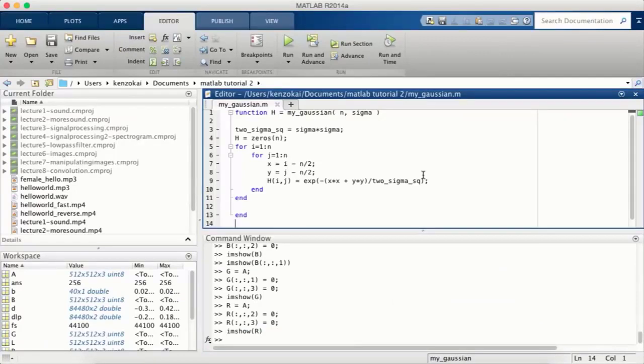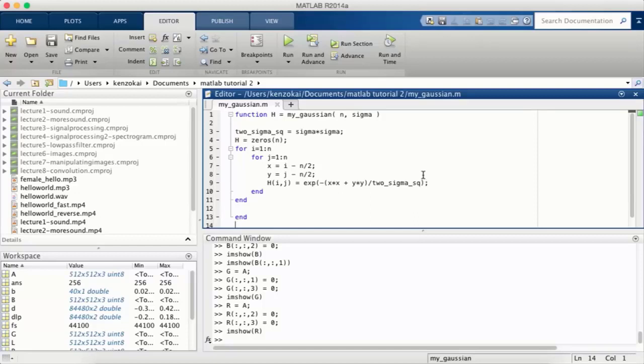Okay, so I have in fact been showing you the solution to this for multiple videos now. I've created a function called myGaussian, and it takes in 2 parameters, n and sigma. n is going to be the size of the square, so the output is going to be an n by n matrix, and sigma is going to represent the standard deviation of the Gaussian, as is convention when we're talking about Gaussians. So we have the output called h.